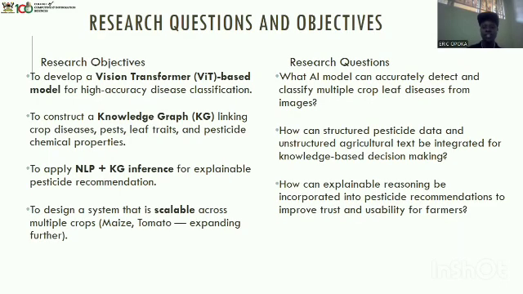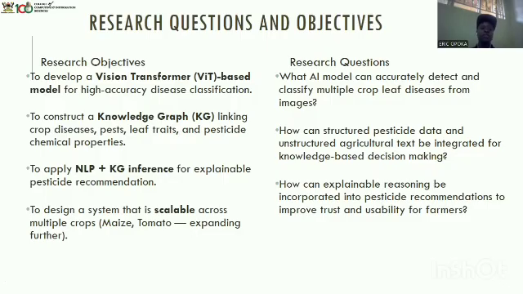So moving on, we have the research questions. We have 3 main ones. First, what AI model can accurately classify multiple leaf pest disease images? This is one of the research questions we came up with. Next, how can structured pesticide data and unstructured chemical agricultural text be integrated for knowledge-based decision making? And how can explainable reasoning be incorporated into pesticide recommendation to improve trust and usability?